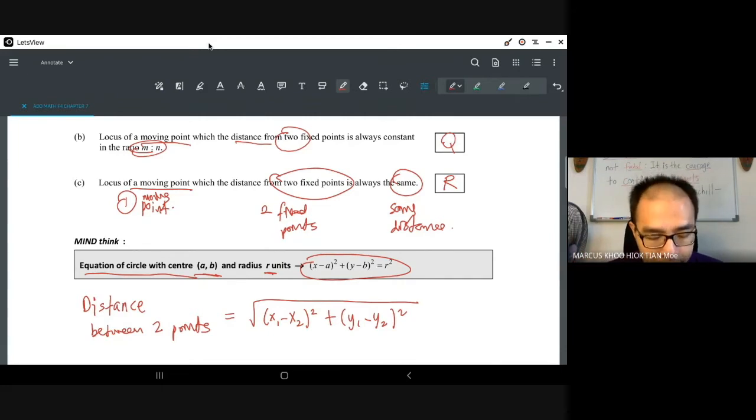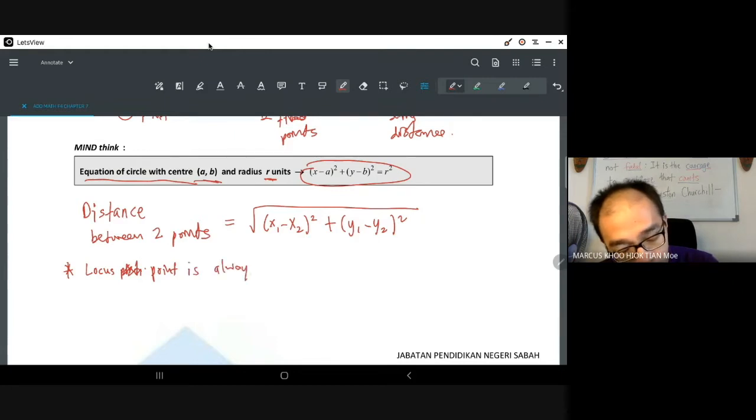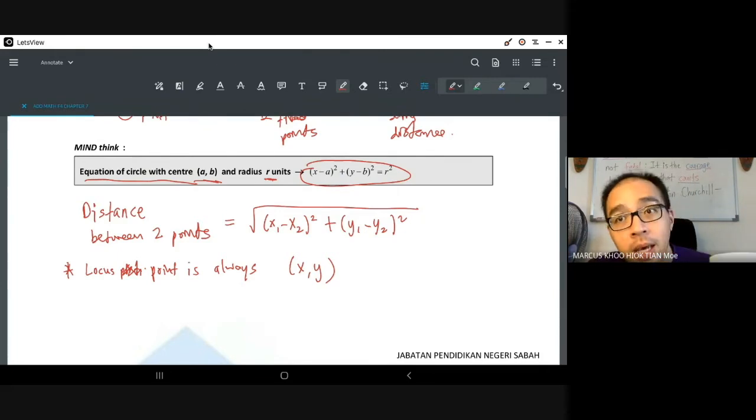And the second thing, please write this down in your module: the locus point is always (x, y), because the locus point always changes. So we just give it the coordinate x and y. The rest of the coordinates we have to substitute in. The locus point is always x and y, because at the end of the day, what we want to find is the equation.